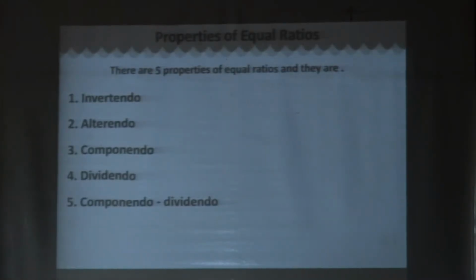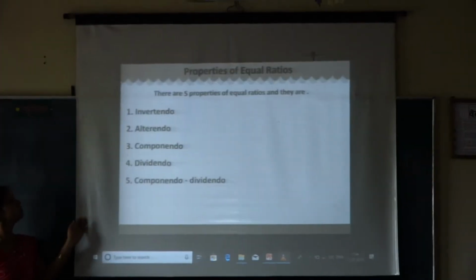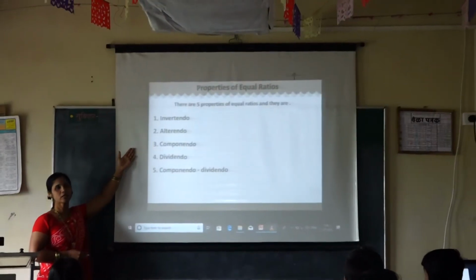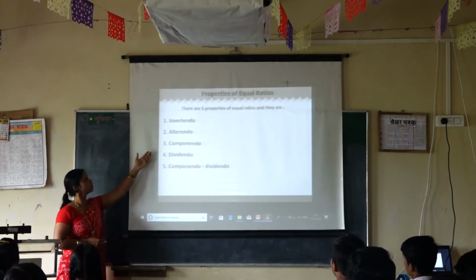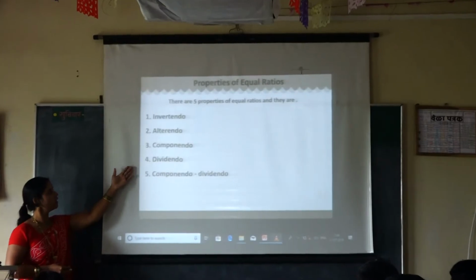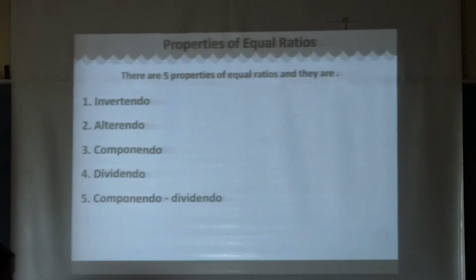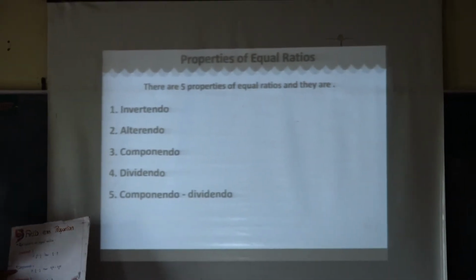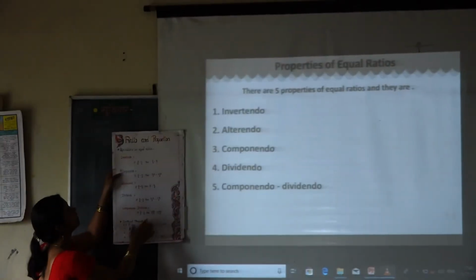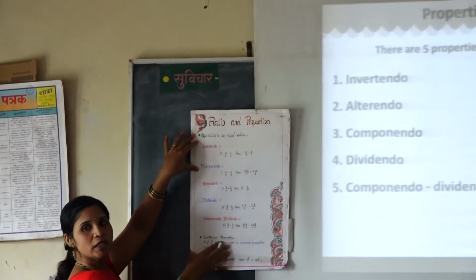From the video, you can see the properties of equal ratios. There are 5 properties of equal ratios. First one is invertendo. Second one is alternando. Third one is componendo. Fourth one is dividendo. And fifth one is componendo dividendo. Here we have a chart. In this chart, you can see all these 5 properties. These are operations on equal ratios.